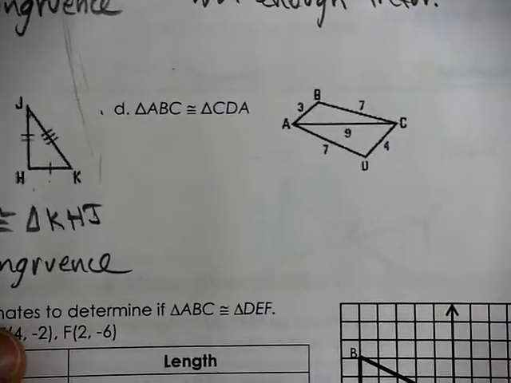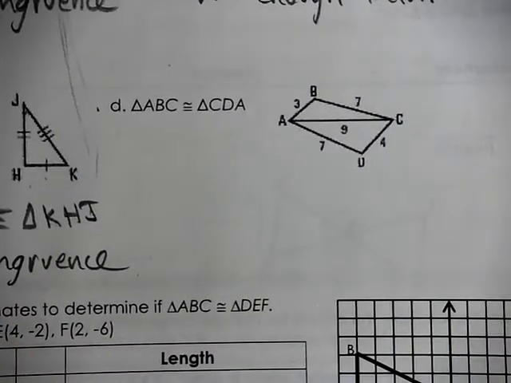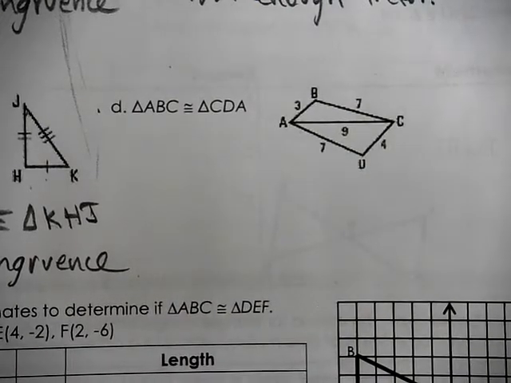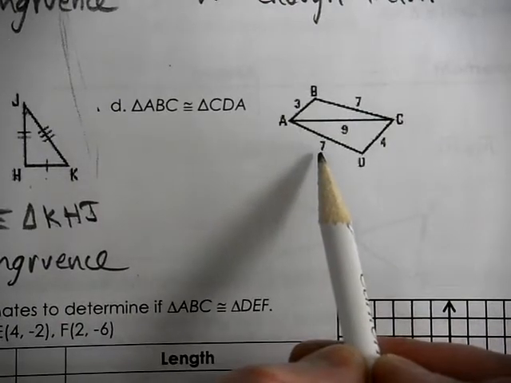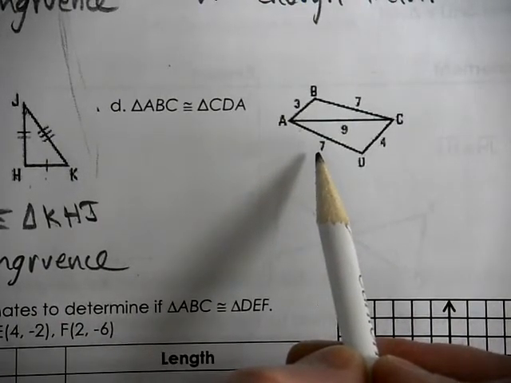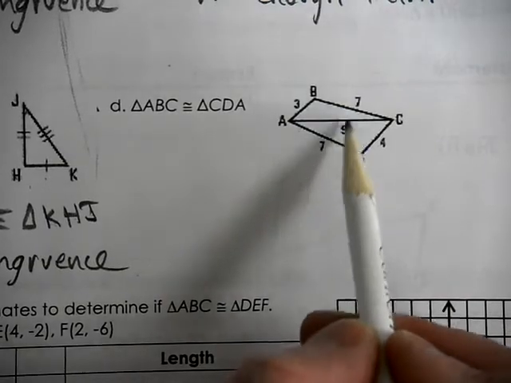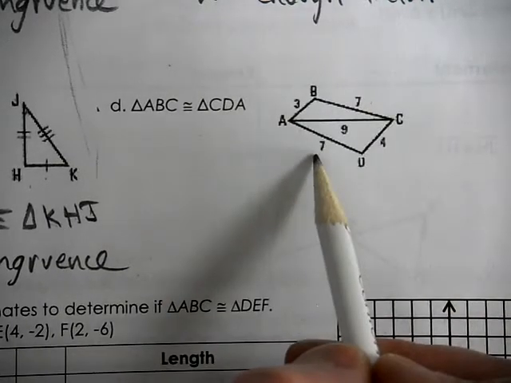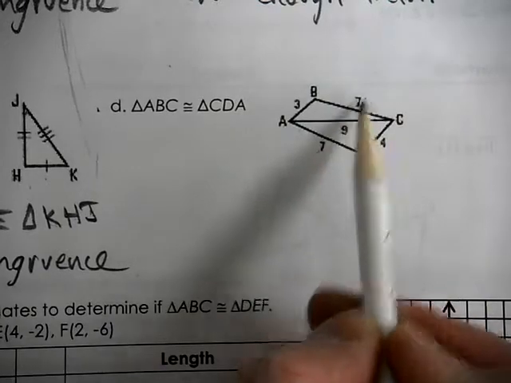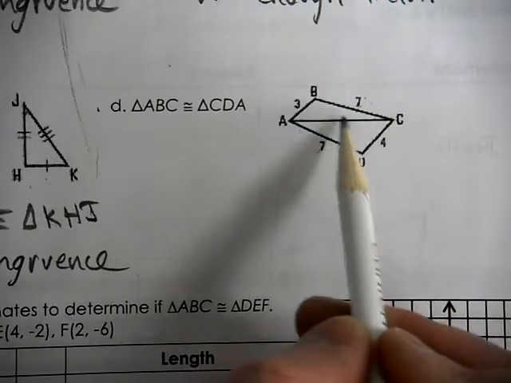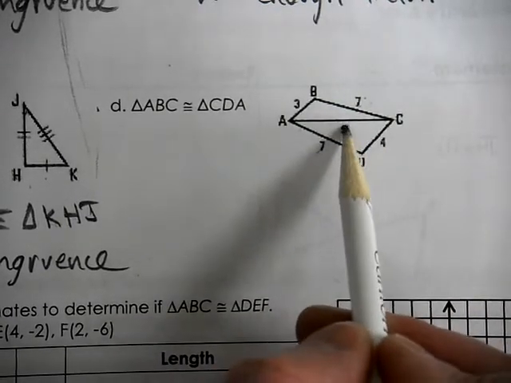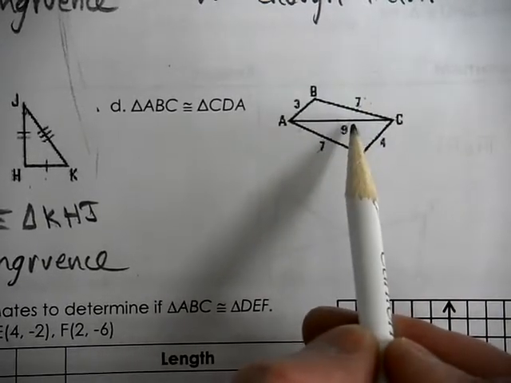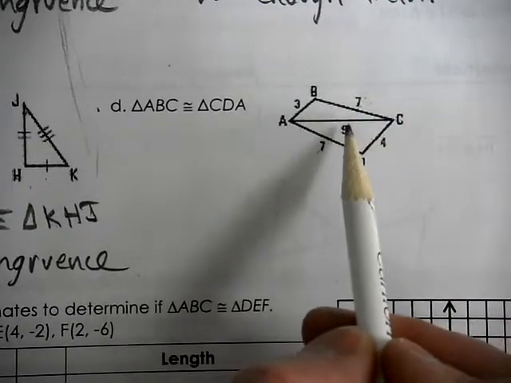Come on over to D. Are these 2 triangles congruent? Go ahead and look at those. Make your determination. What do you see? I have a pair of 7s the same. So they would be the same. And then AC seems to be a length of 9, and that's in both triangles. So I have 2 sides of both triangles the same.